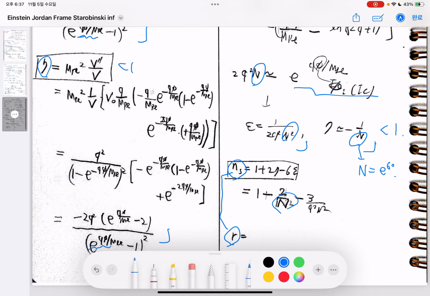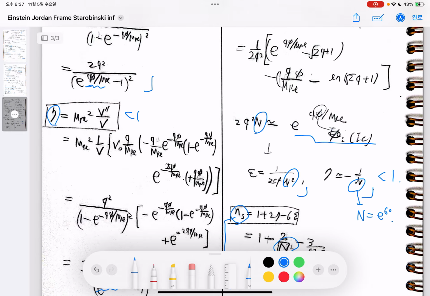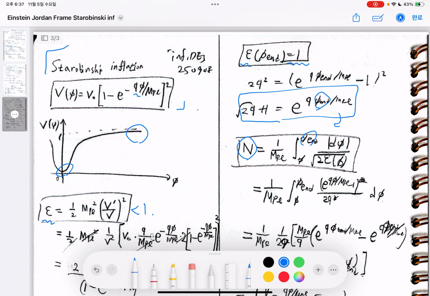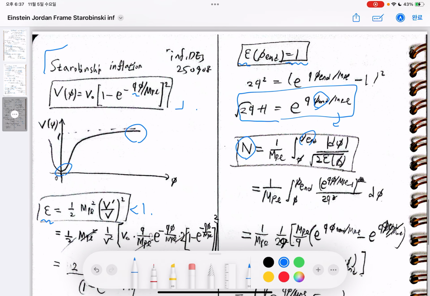So the Starobinsky inflation model can be tested by observations. So today we talked about f(R) gravity and the scaling transformation between the Einstein and Jordan frames, and the application to Starobinsky inflation and the calculation of several quantities.